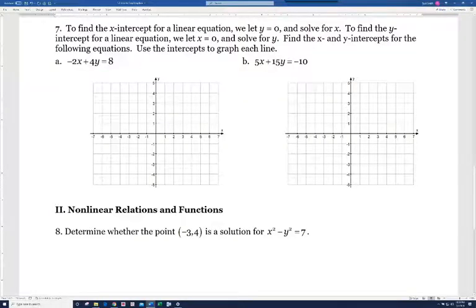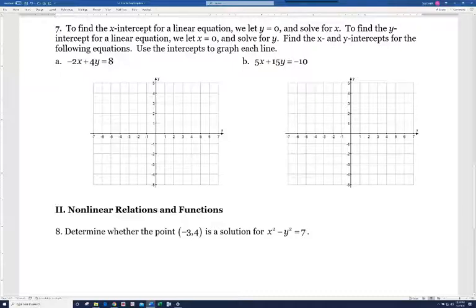In this video, I'll finish up our introduction to graphing. We were graphing linear equations by plotting points, so we're actually going to look at a second method that we have, and later on we'll do a third. In this video, we'll look at a second method for graphing linear equations, and then we'll look at graphing nonlinear relations and functions.